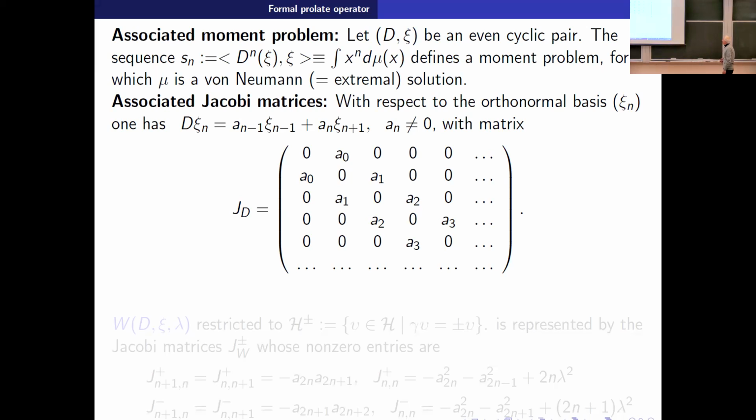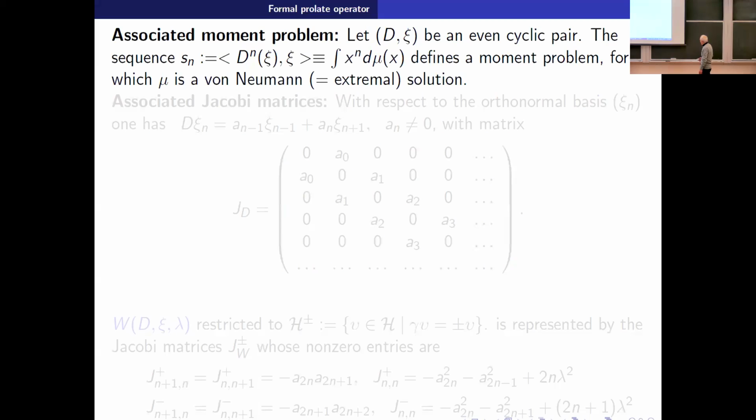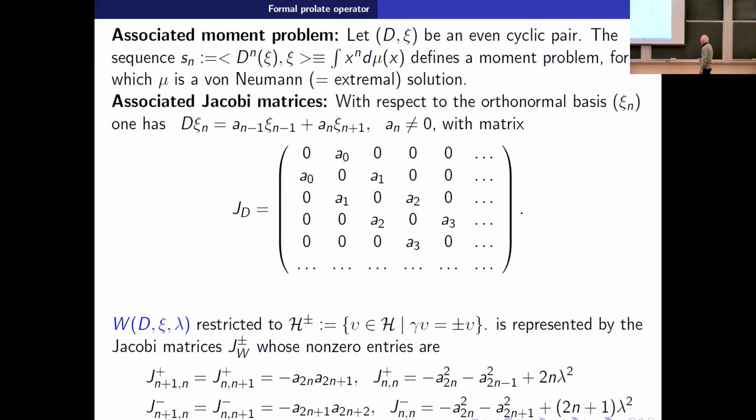So you get this matrix, which is Hermitian, because D is self-adjoint. And by a global change of phase, you can make all these coefficients real numbers and positive.